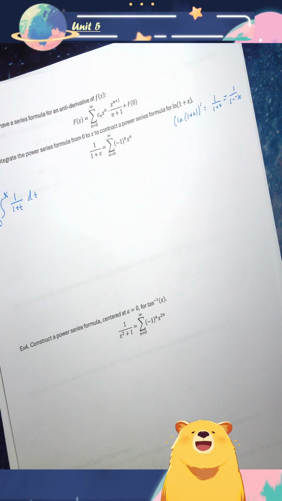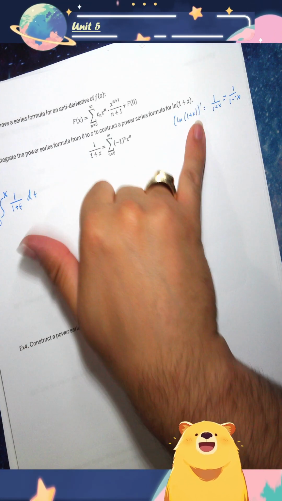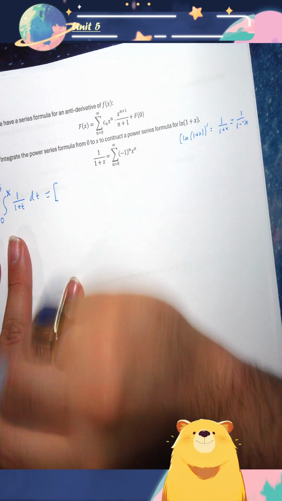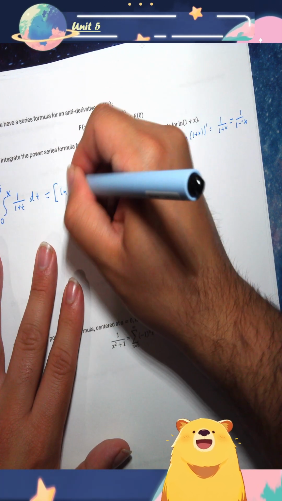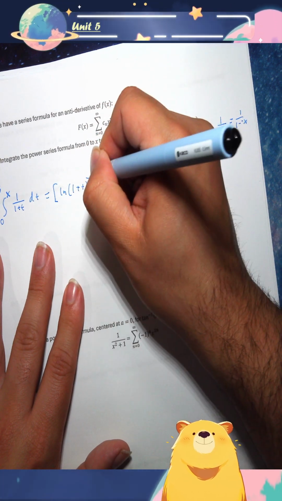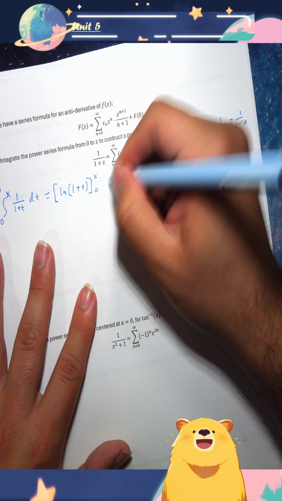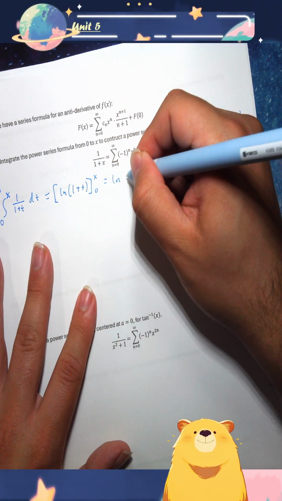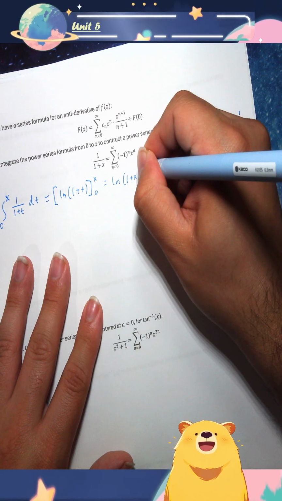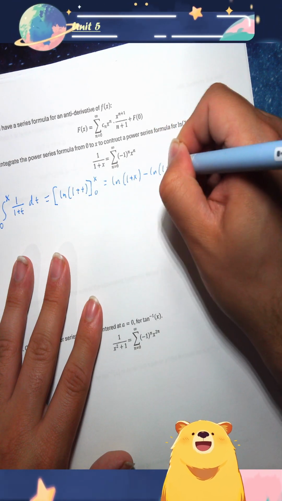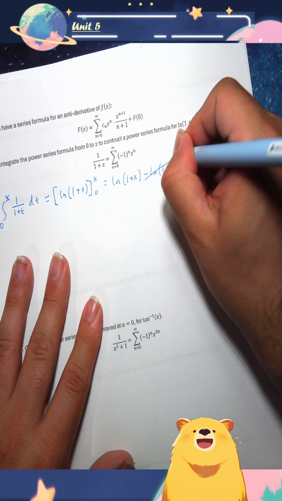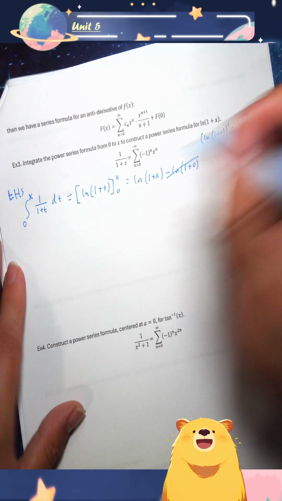I could do u substitution for this, but because I cheesed it a little bit by noting it here, I know that this is just going to be ln of 1 plus t from x to 0. And then from here, you're allowed to plug in x and 0 respectively. You have ln of 1 plus x minus ln of 1 plus 0, which will be ln of 1. Ln of 1 comes out to 0. So really, this whole thing cancels out on the left-hand side.